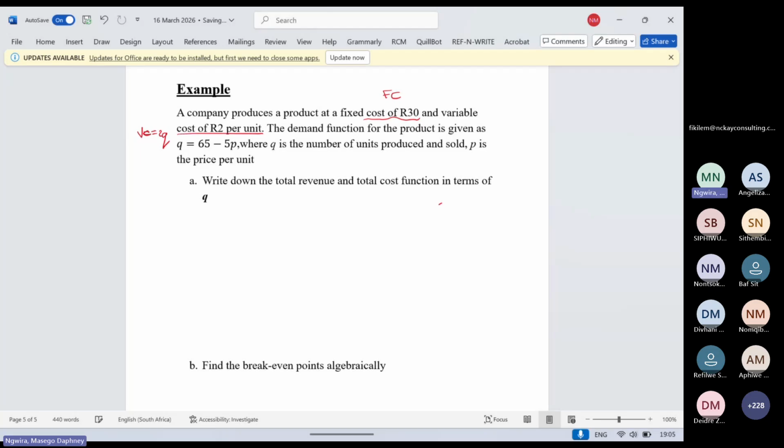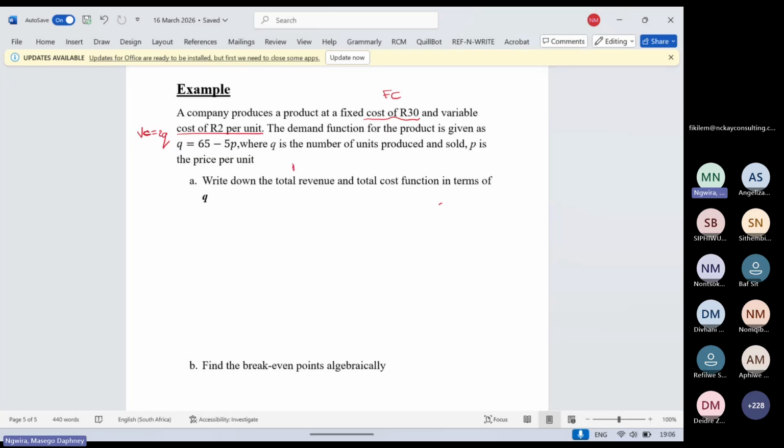And then it says that the demand function for the product is given as Q is equal to 65 minus 5P, where Q is the number of units produced and sold, and P is the price per unit. So here, my dependent is Q. So this is in terms of P, not in terms of the price. It's in terms of the units quantity. Yes.